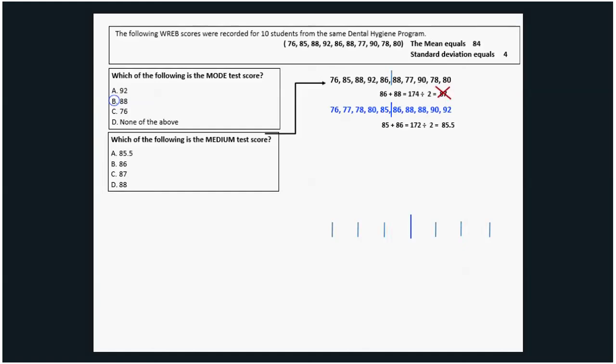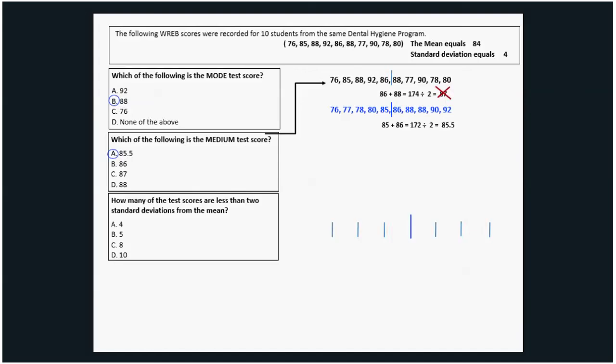So we have 85 plus 86. Now our median is going to be 85.5. So you got to remember that. Put it in order. Now, what if we have this particular one?